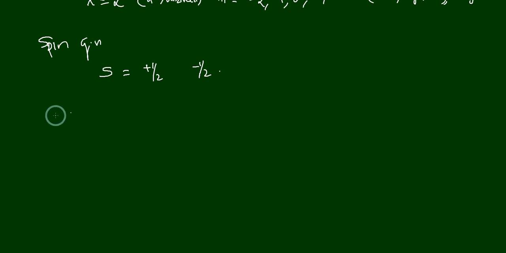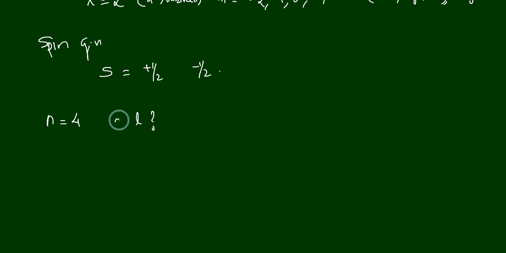So a question is, an atomic orbital has n equal to 4. You can write down this question. An atomic orbital has n equal to 4. What are the possible values of L?